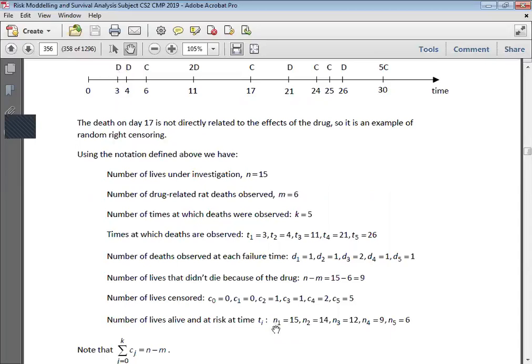So for every time, your N1 will be equal to your N. So this is 15. And then for N2, you saw that one particular rat got dead. So this guy was dead, so you have 14. Then if you see again, one rat died.